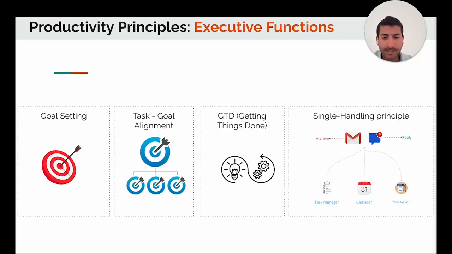And the last one is the single handling principle. With this principle, the goal is to handle each piece of work that comes your way, especially correspondence like email, only once. What that means is you decide what action to take, and it could be either choosing to reply, archive, or make a task out of it, and do it immediately rather than revisiting the same task multiple times.